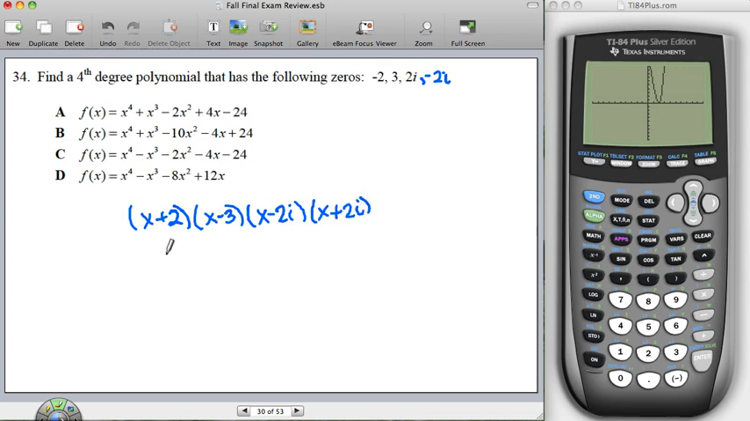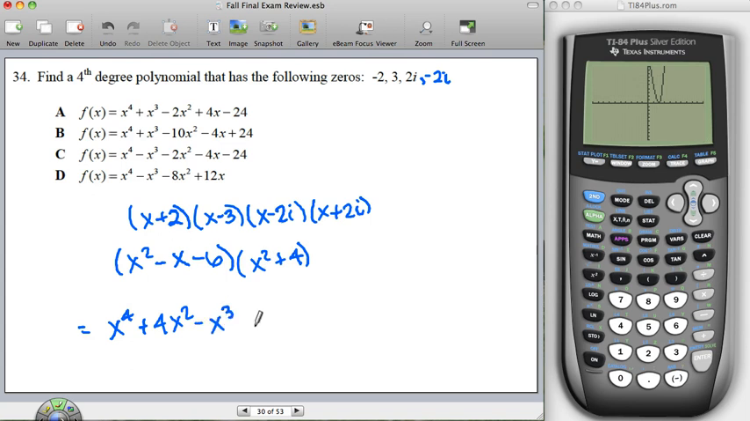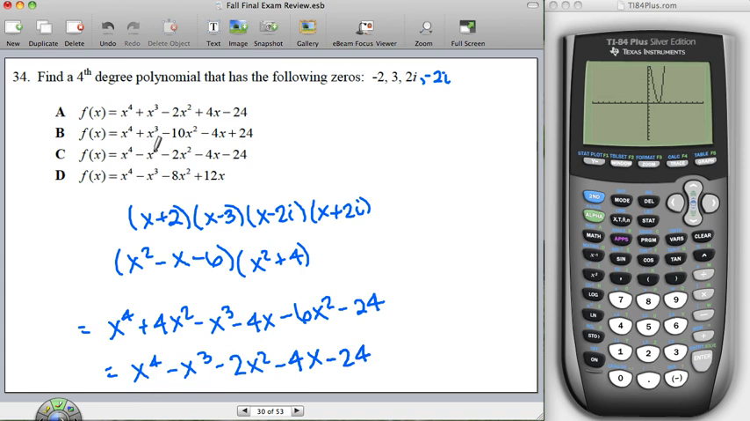And then we just need to multiply all this out. This I can go ahead and multiply out. That gives me x squared minus x minus 6 once you FOIL it out. This, when you multiply it out, you get x squared plus 4, and then you just need to multiply this out. So x squared times x squared is x to the 4th. x squared times 4 is 4x squared. Negative x times x squared is negative x cubed. Negative x times 4 is negative 4x. Minus 6x squared minus 24. I'm going to go ahead and rewrite it. So x to the 4th minus x cubed minus 2x squared minus 4x minus 24. So x to the 4th. Solution is C.